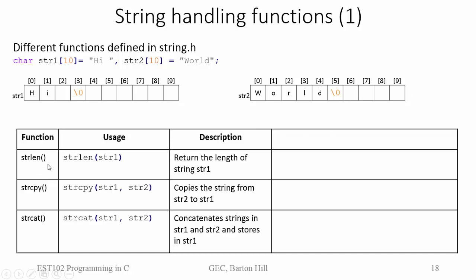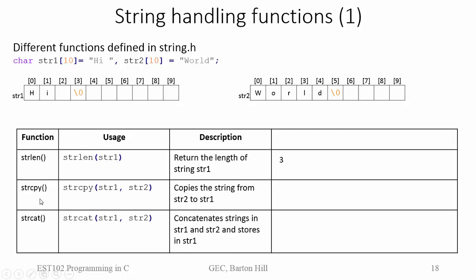So strlen is used like strlen of str1. The parameter passed is str1 and it will return the length of the string str1. If you see str1, it will count the number of characters till it reaches the null character. So it will be 1, 2 and 3. So it will return 3. Okay. So strlen is for finding the length of the string name provided inside this parenthesis.